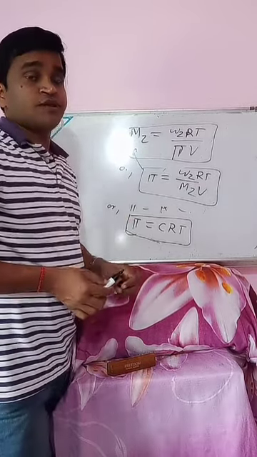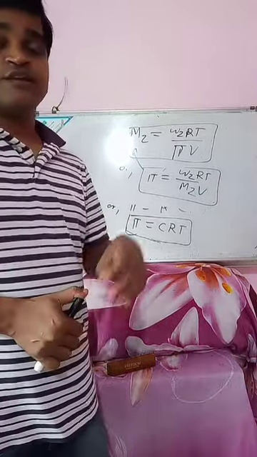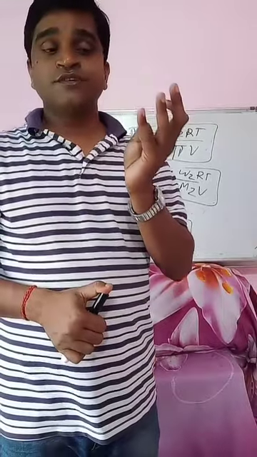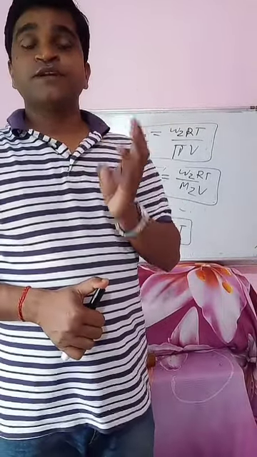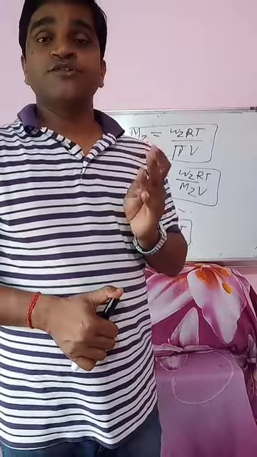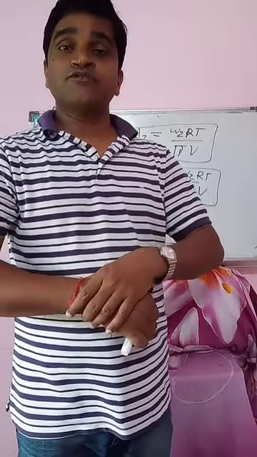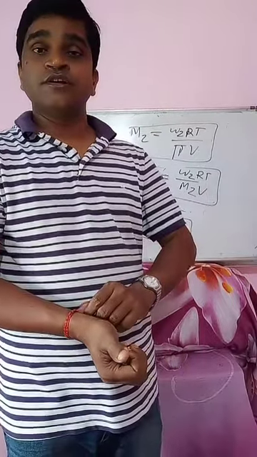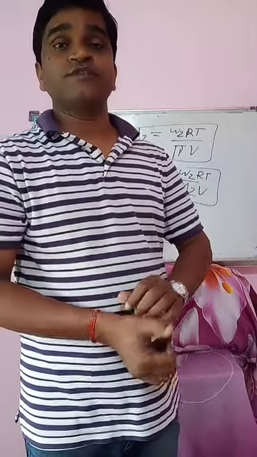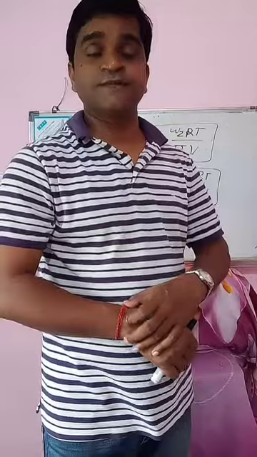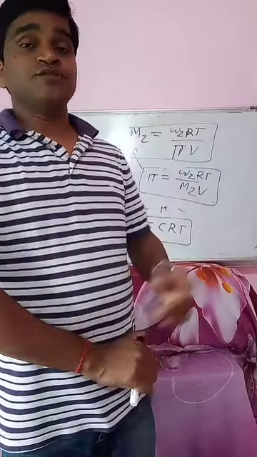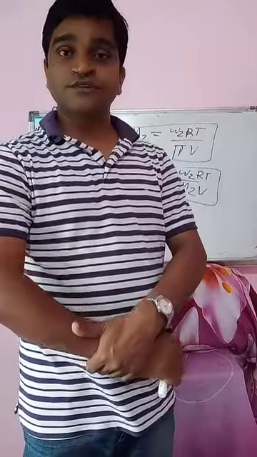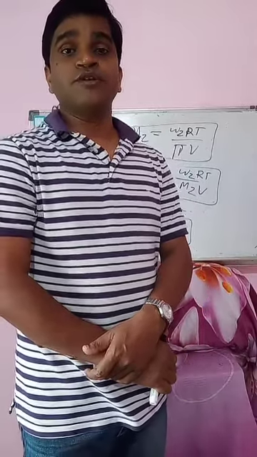By using four colligative properties, like relative lowering in vapor pressure, elevation in boiling point, depression in freezing point, and osmotic pressure, we can calculate the molecular mass of solutes like macromolecules, biomolecules, proteins, enzymes or polymers, etc. And out of these four, osmotic pressure is the best method to calculate the molecular mass of proteins or biomolecules.